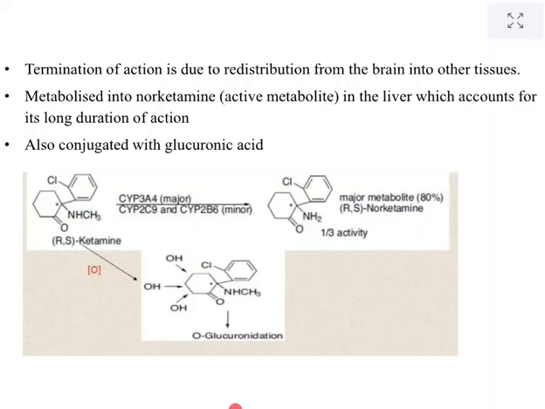Termination of action is due to its redistribution from the brain into other tissues, just as we have said of others. It's metabolized into norketamine, an active metabolite, in the liver, which accounts for its long duration of action. So indeed, we normally give it as a racemic mixture, the RS, although we have said it is the dextroisomer which is better and has more analgesic activity. And if you look at it, this is the chiral carbon here.